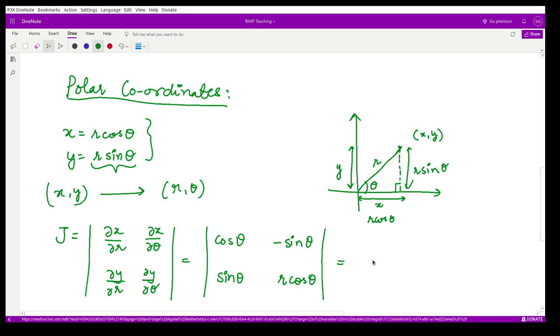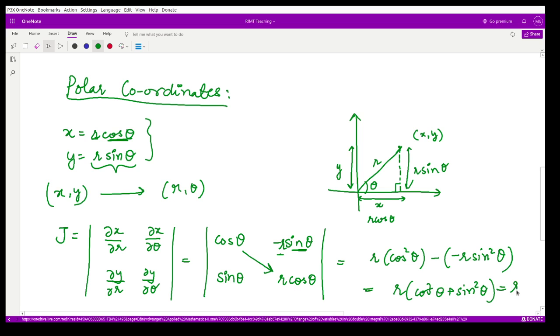So when you solve this, here also you will have r, right? Yes, because when you take the partial derivative of x with respect to theta, r would come as such, and then the derivative of cos theta would be minus sin theta. Yes. So now when you take the determinant, you multiply this term with this term, you have r into cos square theta, and then minus of minus r into sin square theta. So basically this becomes equal to r into cos square theta plus sin square theta, that is equal to r. So this is your Jacobian.